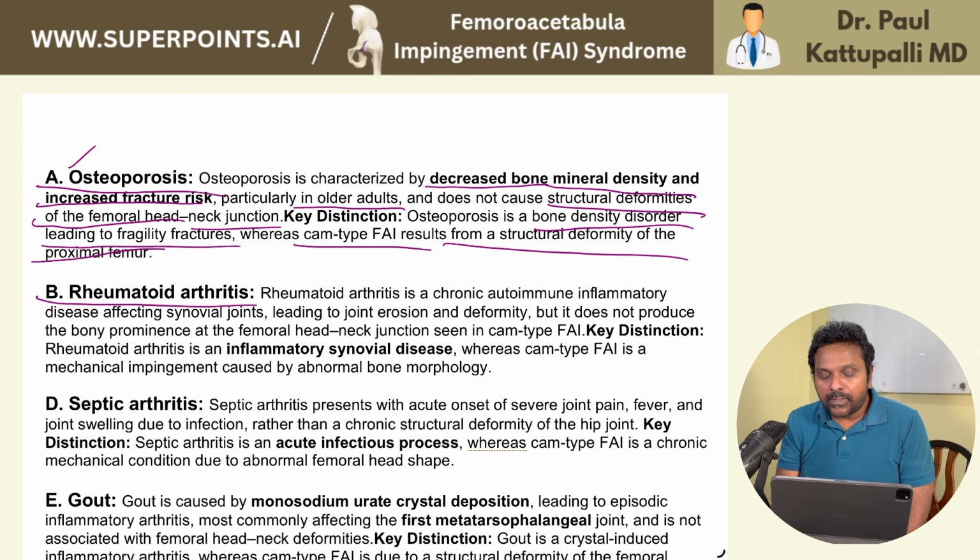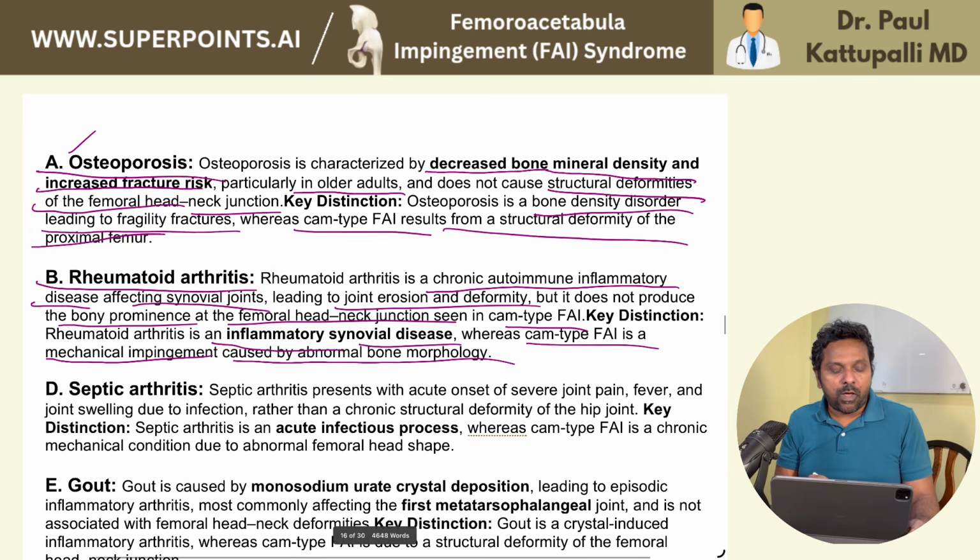Why not rheumatoid arthritis? Rheumatoid arthritis is a chronic autoimmune inflammatory disease affecting synovial joints, leading to joint erosion and deformity, but it does not produce the bony prominence at the femoral head neck junction seen in CAM type FAI. The key distinction here is rheumatoid arthritis is an inflammatory synovial disease, whereas CAM type FAI is a mechanical impingement caused by abnormal bone morphology.